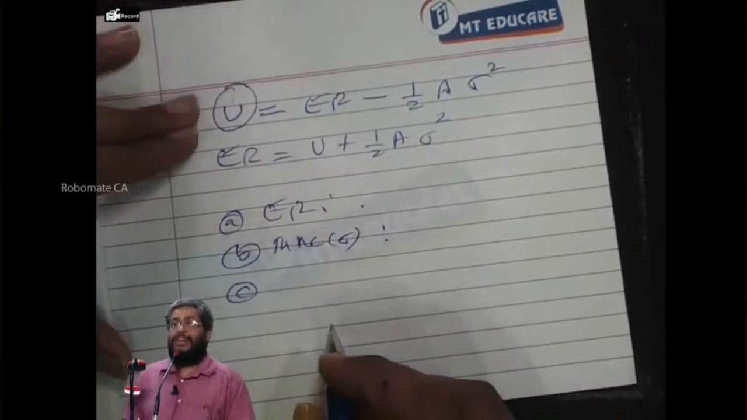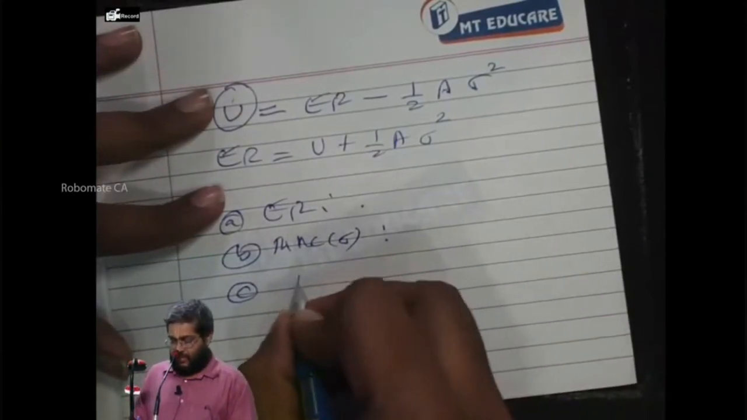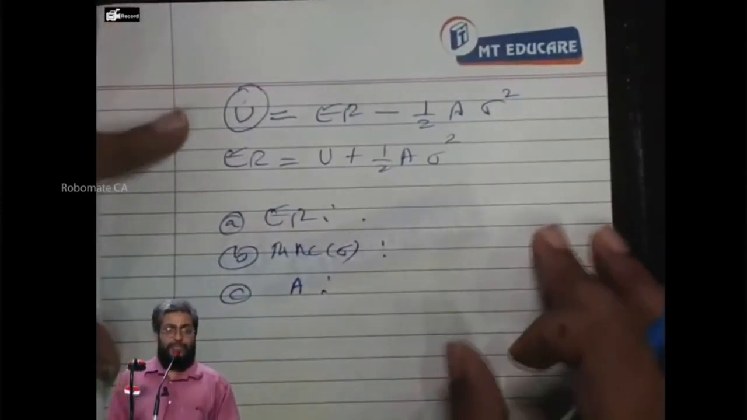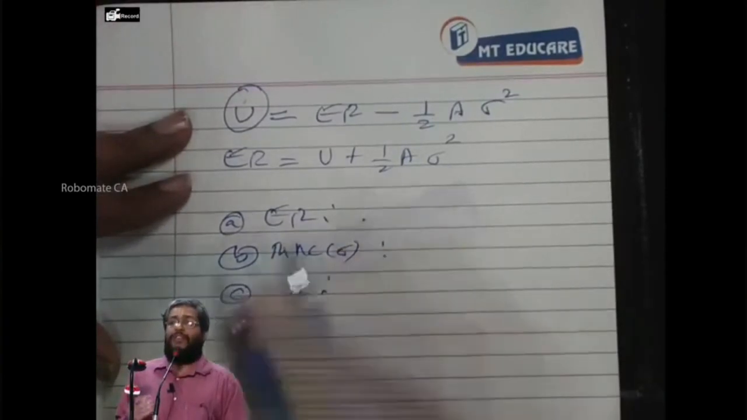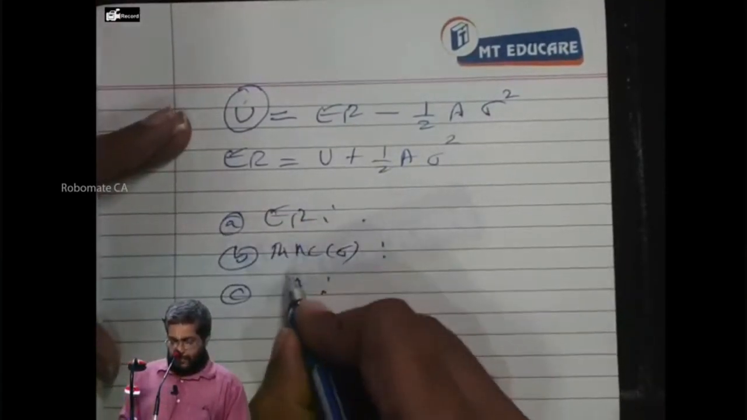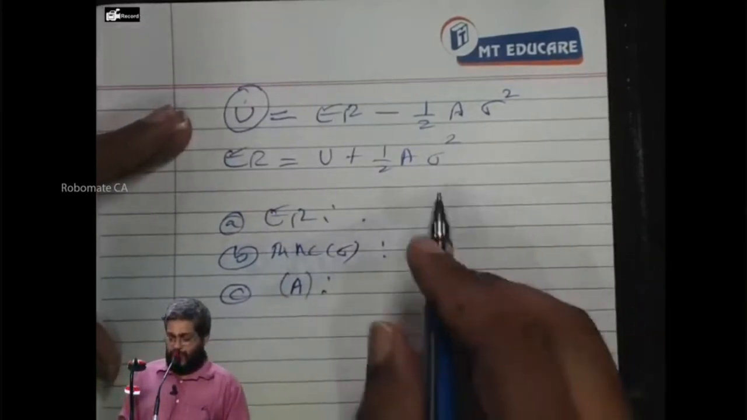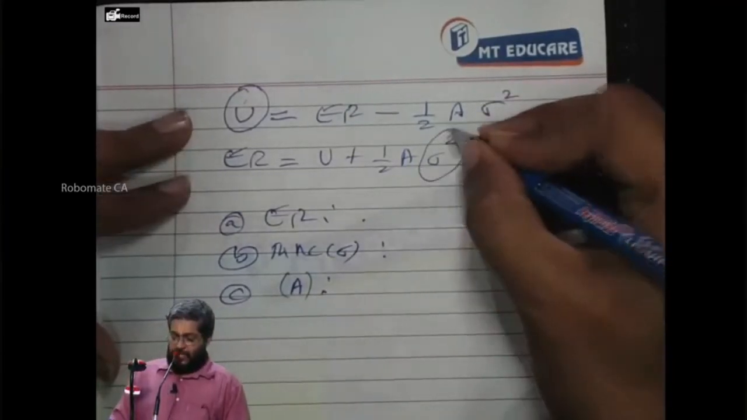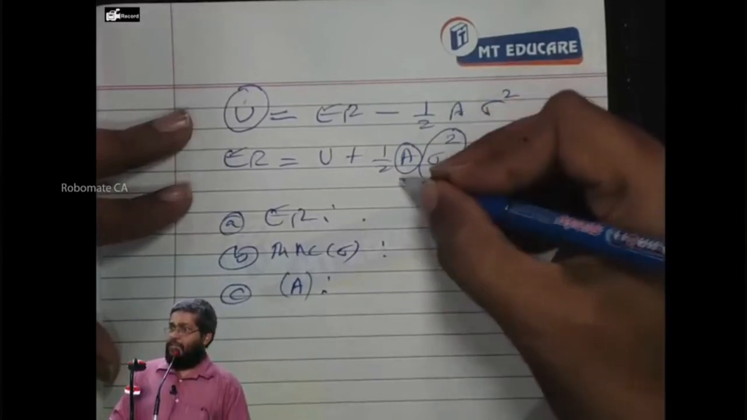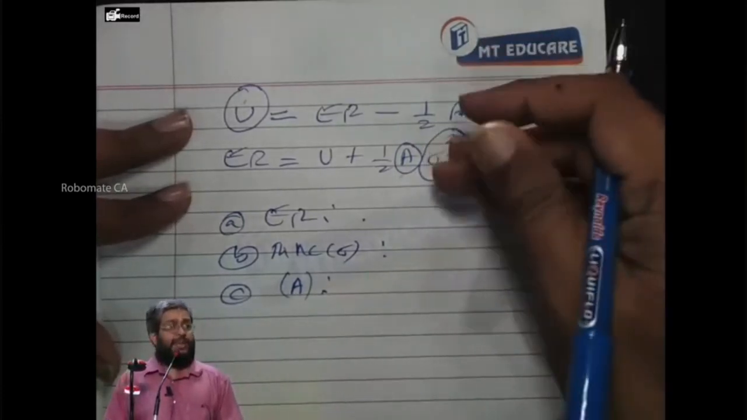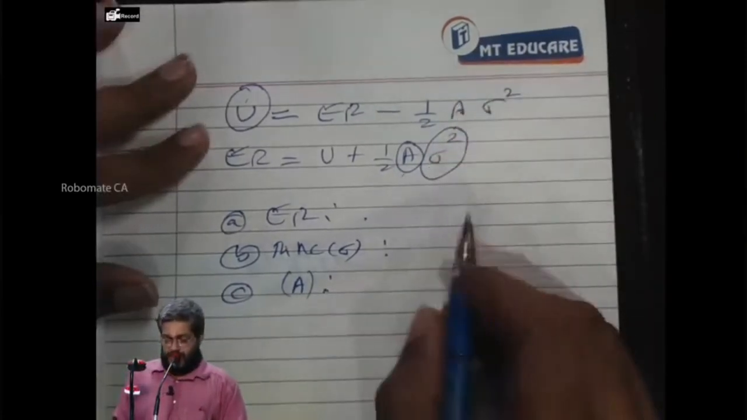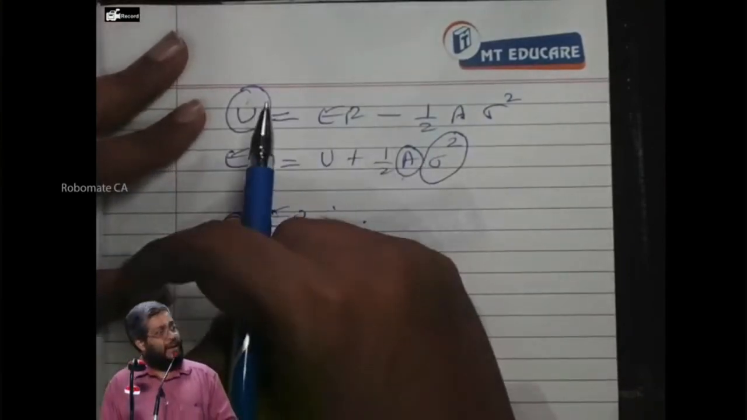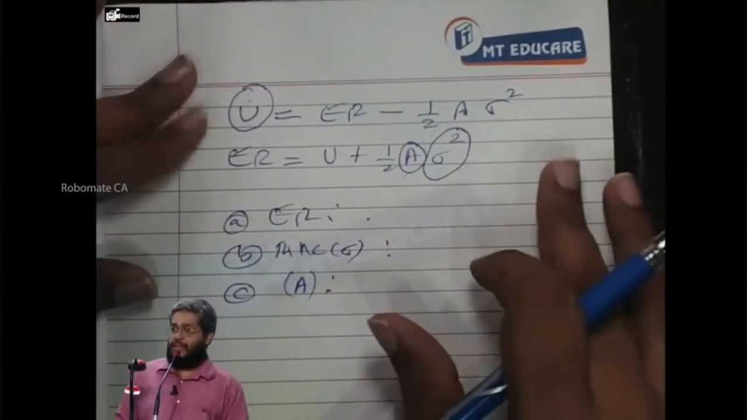Next, point C: risk aversion, A. If the aversion is higher, that is A is higher, the unhappiness due to taking risk is magnified. Understand what I am saying?